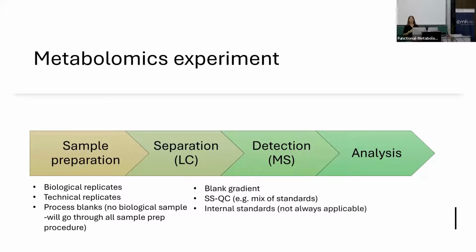Now it's the internal standards. They could be isotopically labeled compounds that you can just aliquot in every single tube before you analyze them, but they're not always applicable, especially in untargeted metabolomics. And then instead of that, we can use these pooled QC samples.